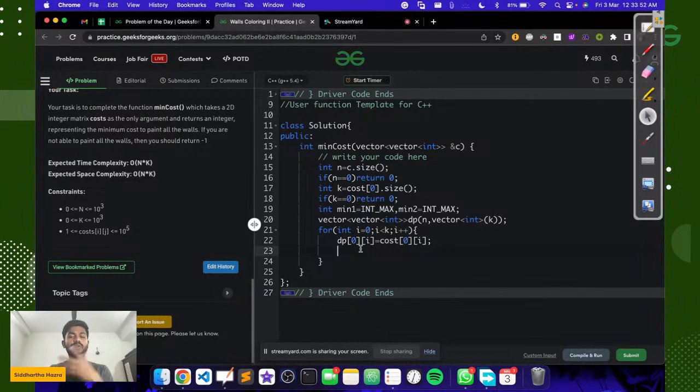So if it is the first wall, we don't need to care about anything. Just directly say, if you want to paint red, paint it with red. This is the cost. You want to paint it with blue, paint it with blue. This is the cost. Okay. Till this point, I'm done.